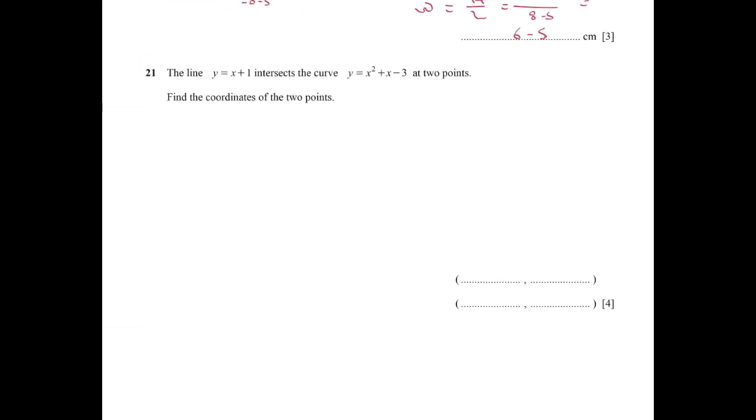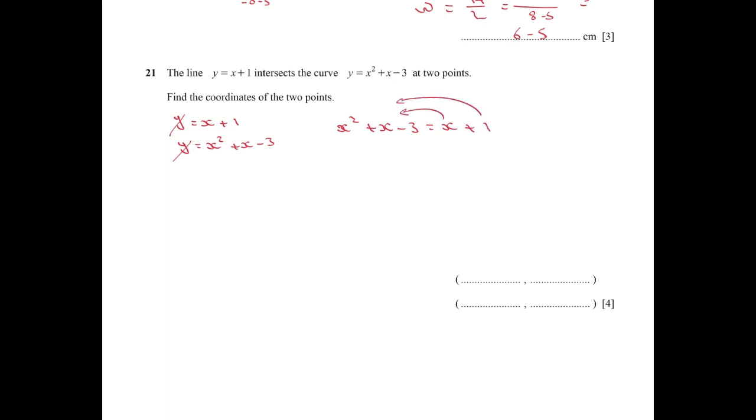Question 21. The line y equals x plus 1 and the curve y equals x squared plus x minus 3 intersect at 2 points. Find the coordinates of the 2 points. To solve this problem, we have to use simultaneous equations, first with second degree. y equals x plus 1 and y equals x squared plus x minus 3. So x squared plus x minus 3 is equal to x plus 1.